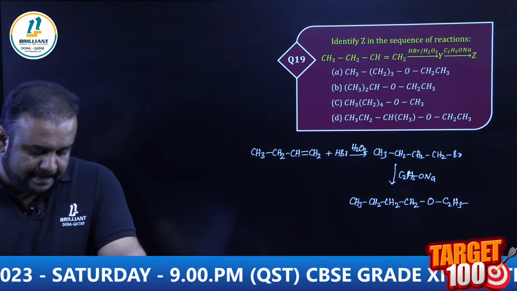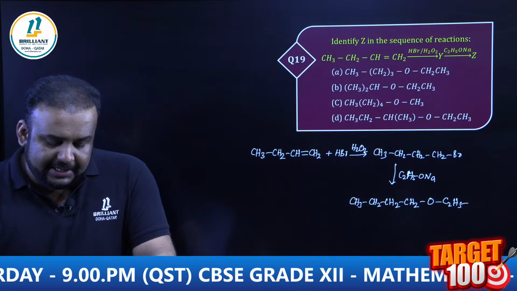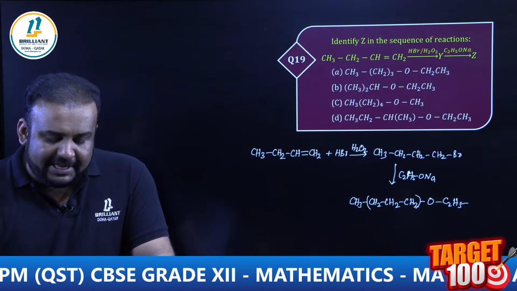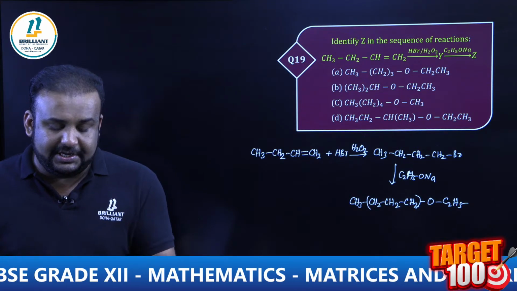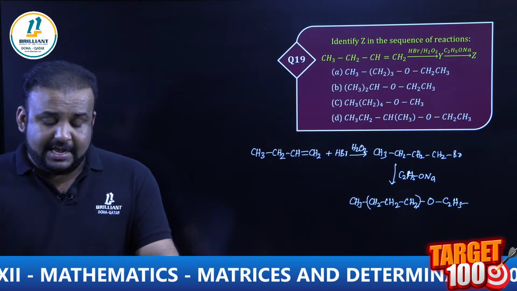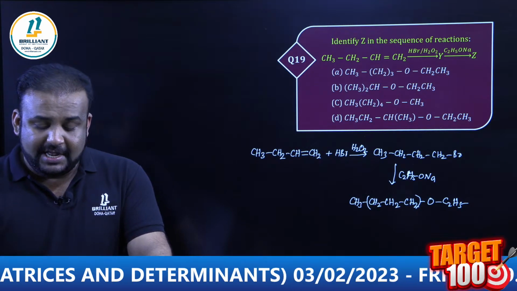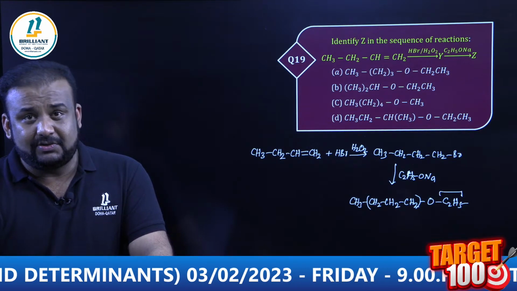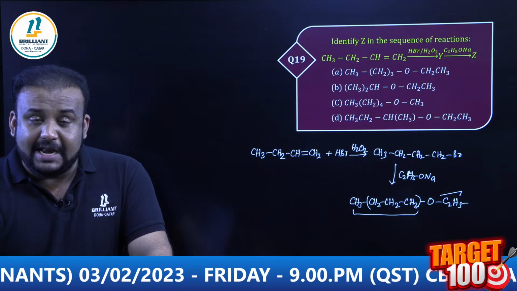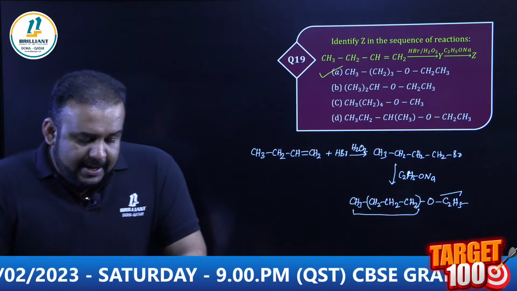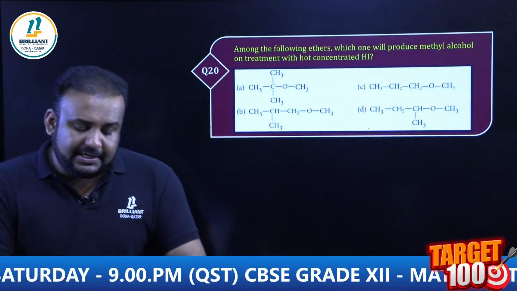What is the right answer? This can be written in a condensed format as CH3(CH2)3OCH2CH3. Yes, this will form ethoxybutane, right? This is the lowest alkyl part, so this will become alkoxy and this will become alkane. So it is ethoxy. The next one.